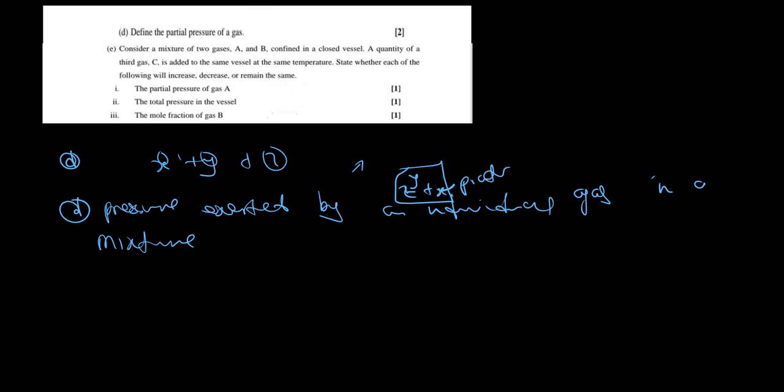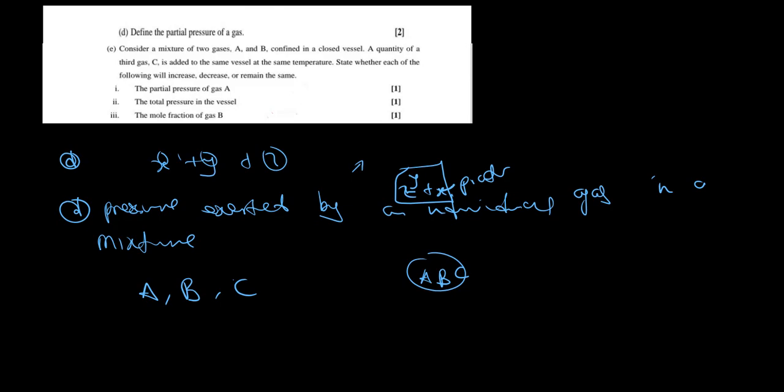Okay, that is it. So we now consider a mixture of two gases, A and B, confined in a closed vessel. A quantity of a third gas, gas C, is added. So we had the vessel with A and B filled inside, then we bring another gas, C, there. So there will be that disturbance. It is added at the same temperature. State whether the following will increase, decrease, or remain the same.